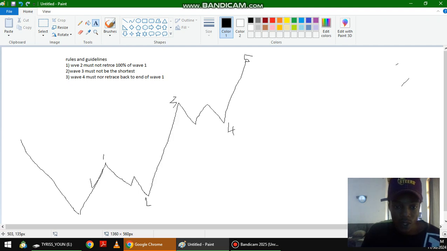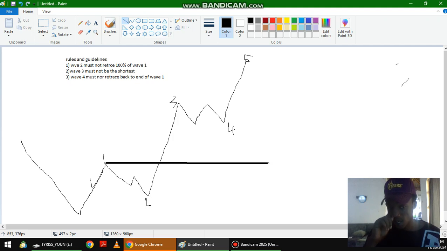So now we are on guideline 3. Wave 4 must not retrace back to the end of wave 1. What do I mean by this? Wave 4 must not retrace back to this wave 1 end, which is here. It should not even touch or tap this wave 1 resistance. You understand? It must not retrace back to the end of wave 1.